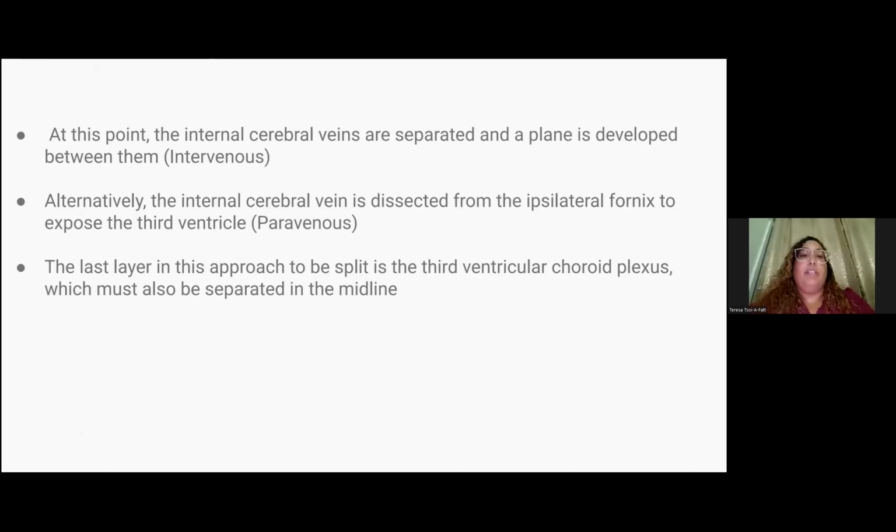So now at this point, the internal cerebral veins are separated and a plane is developed between them, and this would be the intervenous approach. Alternatively, you could have the internal cerebral vein being dissected from the ipsilateral fornix to expose the third ventricle, and that would be paravenous. So the last layer in this approach to be split is the third ventricle choroid plexus, which must also be separated along the midline.